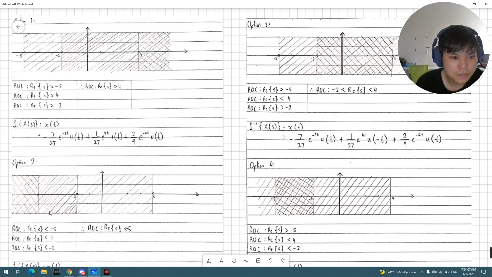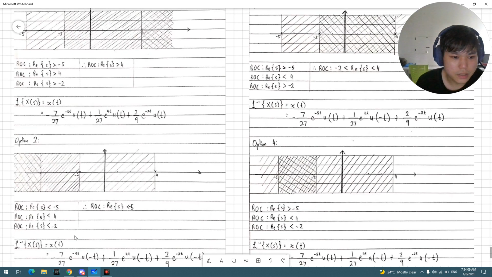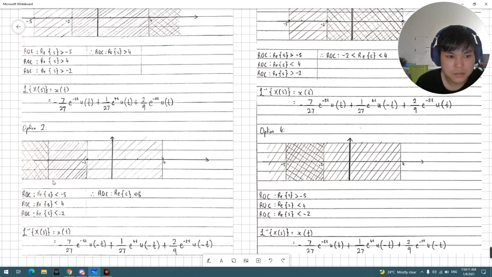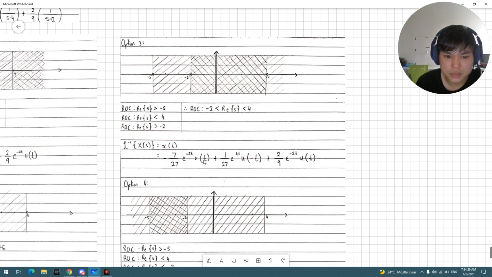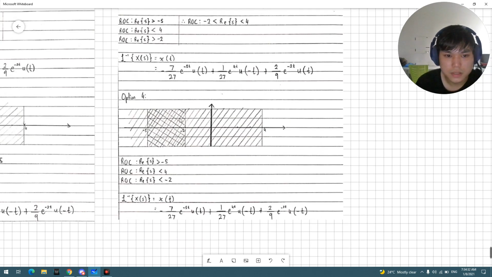For option 2, everything is negative t, so it converges on the left side instead of the right. Option 3 converges over here, between negative 2 and 4. Here the ROC is the common ROC. In this direction it's u(t), then negative t, and then u(t). Then finally it converges between negative 5 and negative 2.